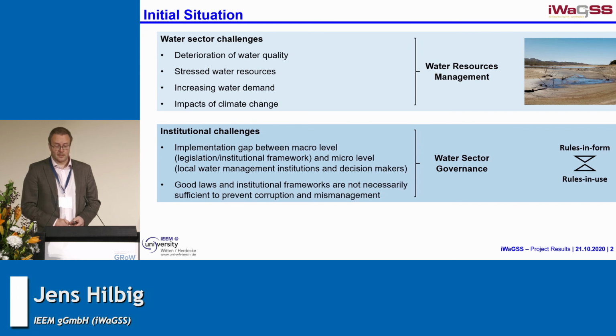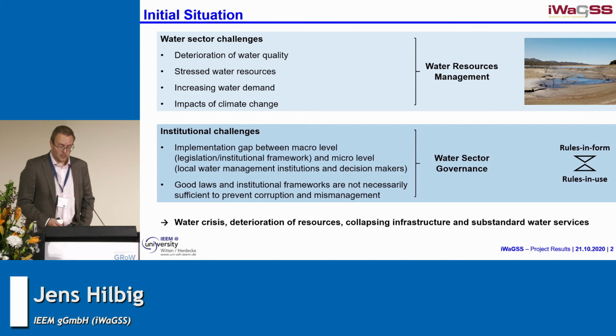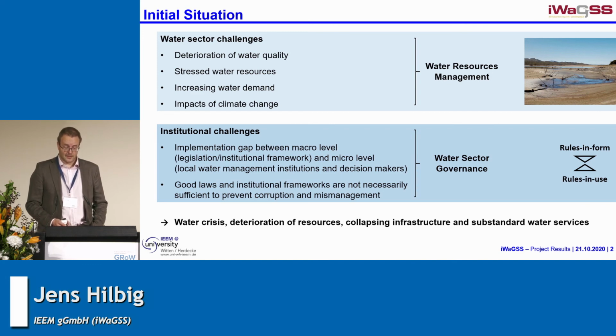And here we are dealing with conflicts between the rules in form of legislation and institutional frameworks, and the rules in use on local water management level and operational level. So this is called the implementation gap between macro and micro level governance. And both these water resources management challenges and the water sector governance challenges result in water crisis, deterioration of resources, collapsing infrastructure, and substandard water services.